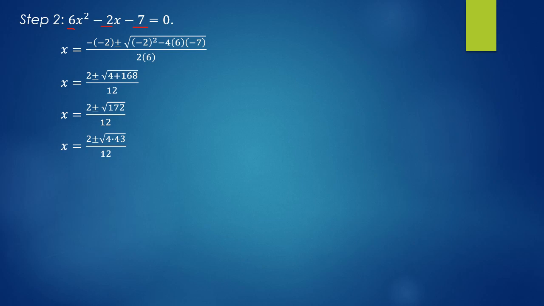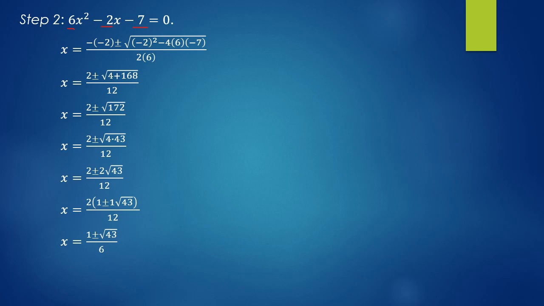172 can be treated as the factor of 4 times 43. So again, what we do here, if we have a square root, we look for a factor that is a perfect square. So 172 has a factor 4. 4 is, of course, a perfect square. So we can extract the square root of 4, and that will become 2. And then we can factor 2 from both, because we can also factor 2 from 12. And so we will have 1 plus or minus square root of 43 all over 6.